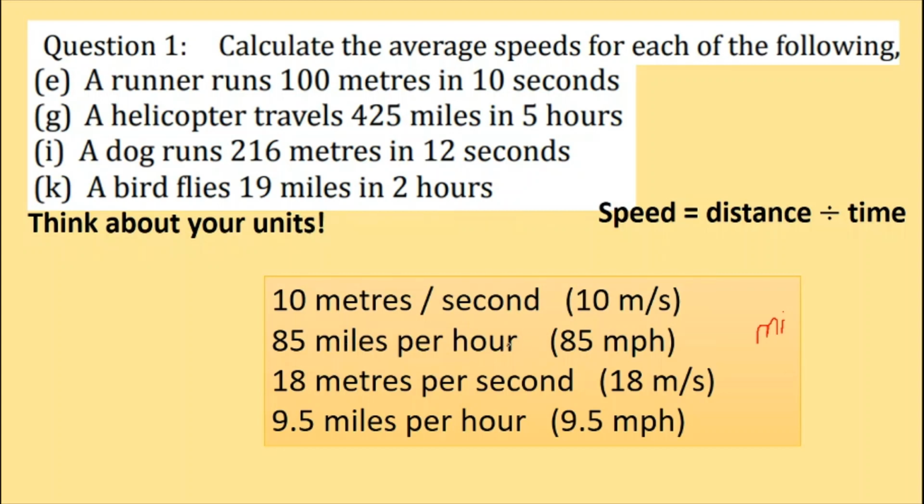Notice on the 2 imperial units, we have a p for per, as in miles per hour. On metric units, such as meters per second, we use a forward slash. It is just the standard way of writing that, okay?